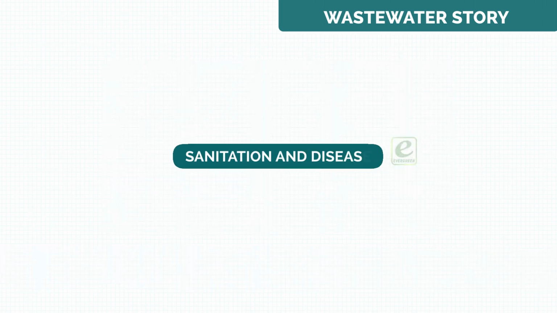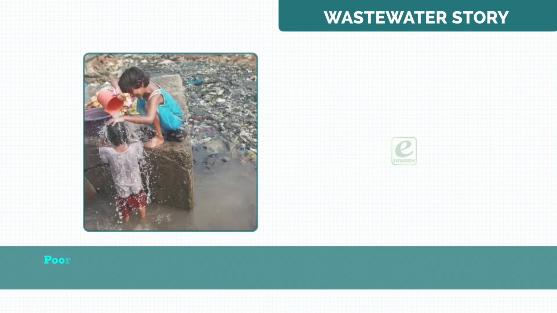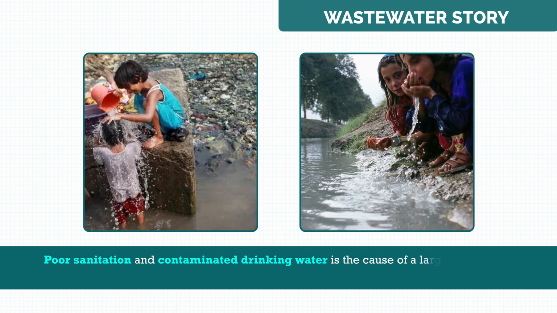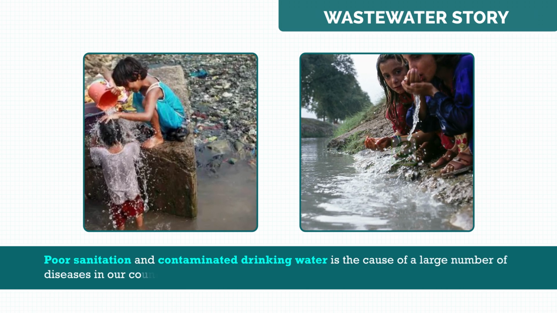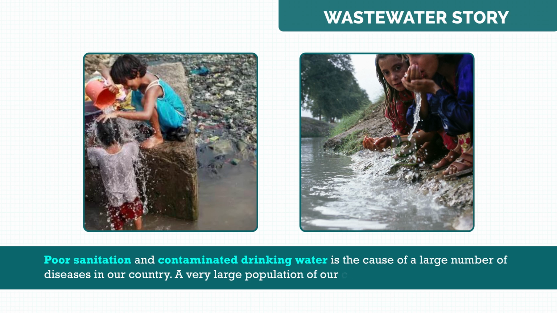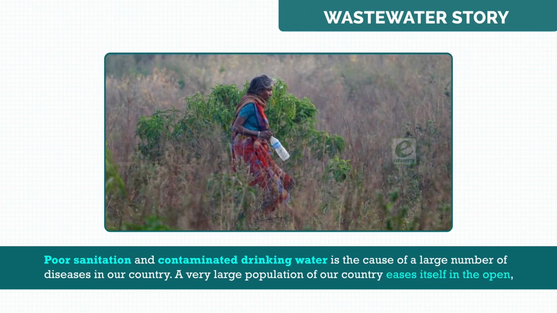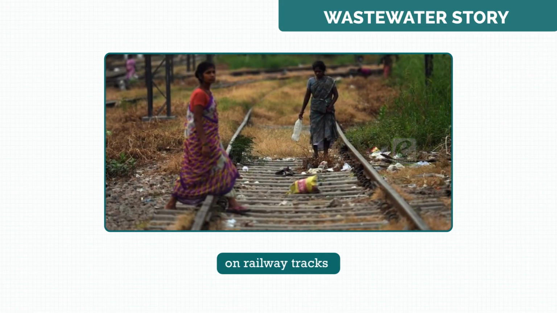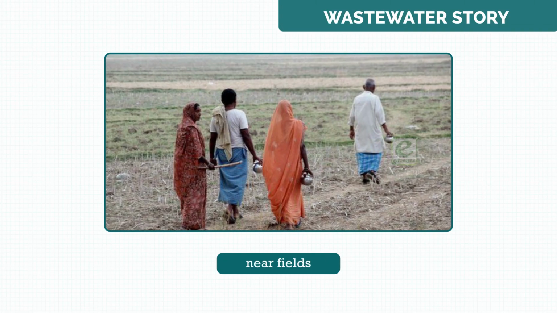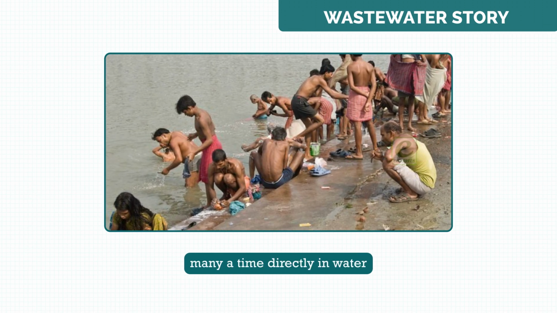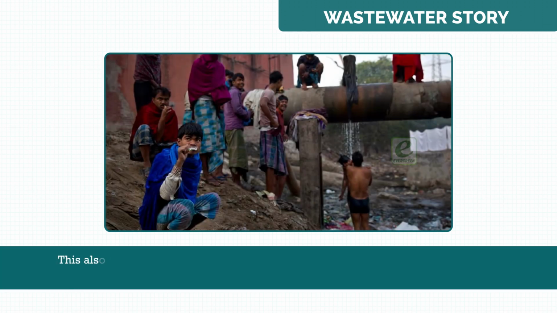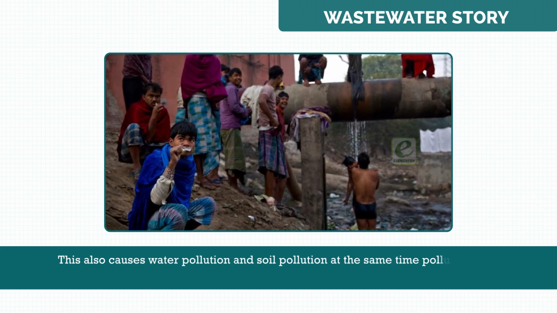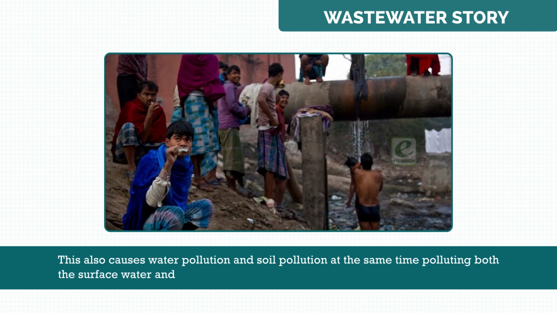Sanitation and disease. Poor sanitation and contaminated drinking water are the cause of a large number of diseases in our country. A very large population of our country eases itself in the open on dry riverbeds, on railway tracks, near fields, and many a time directly into water. This also causes water pollution and soil pollution at the same time, polluting both the surface water and groundwater.